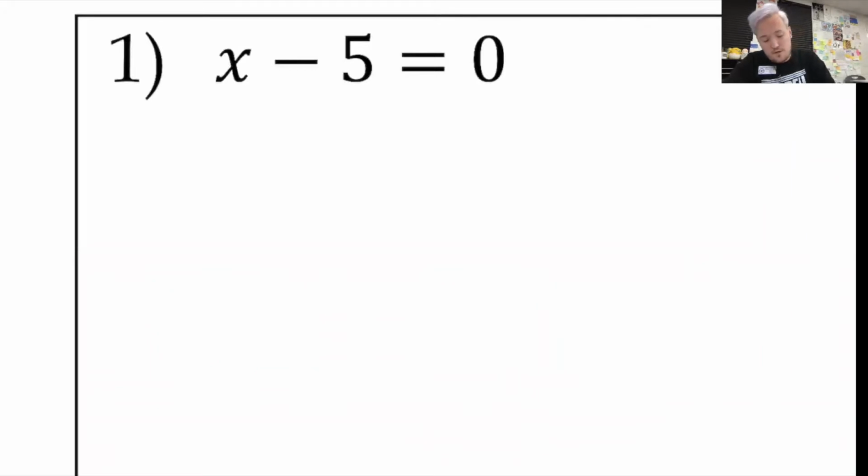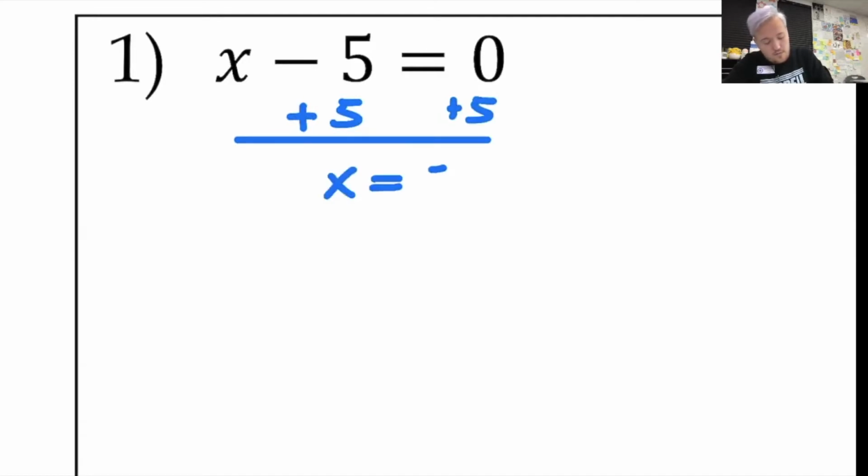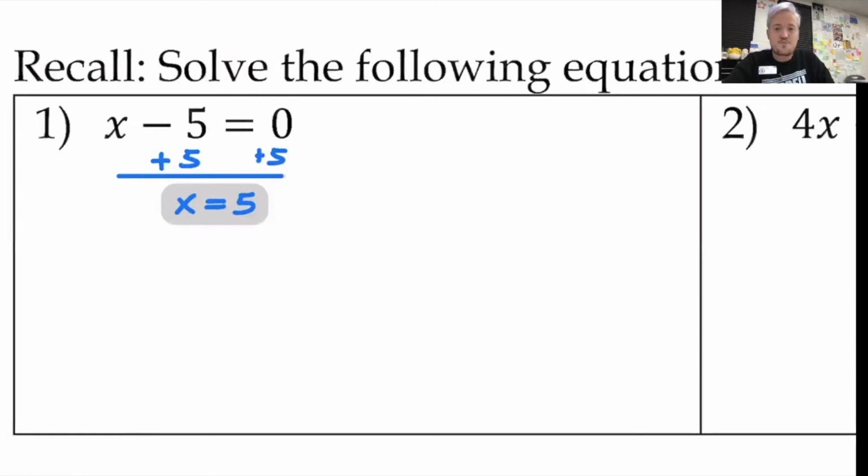If I were to solve this equation, you have to do your inverse operations. So because I'm subtracting 5, I'm going to add 5 on both sides. All right, so that means our final answer here is x equals 5. I promise this is actually going somewhere. We're not just solving equations.